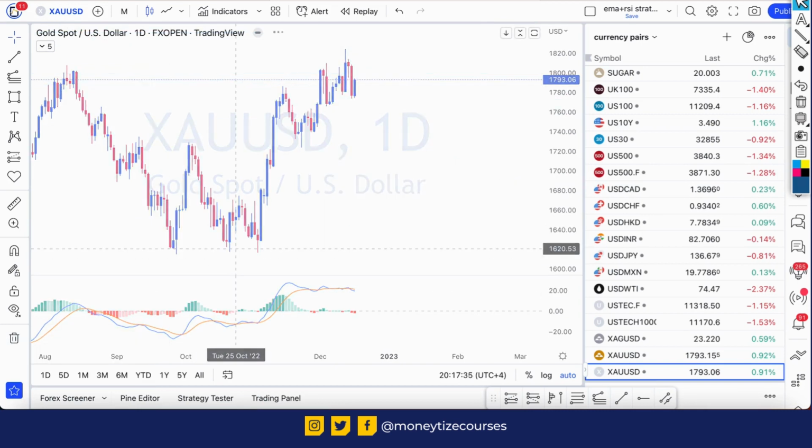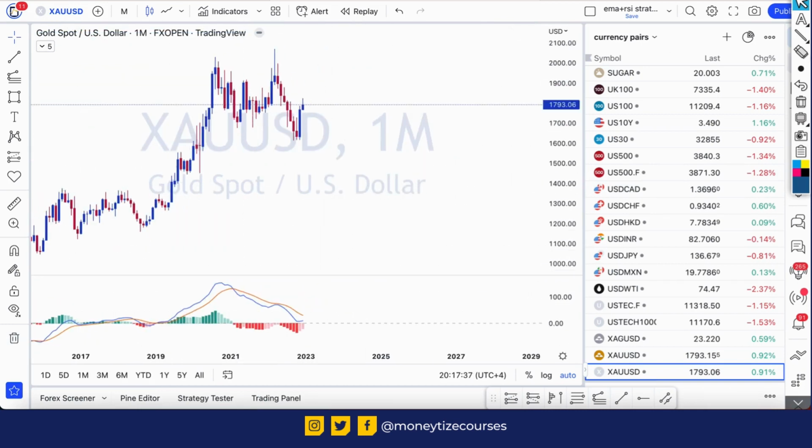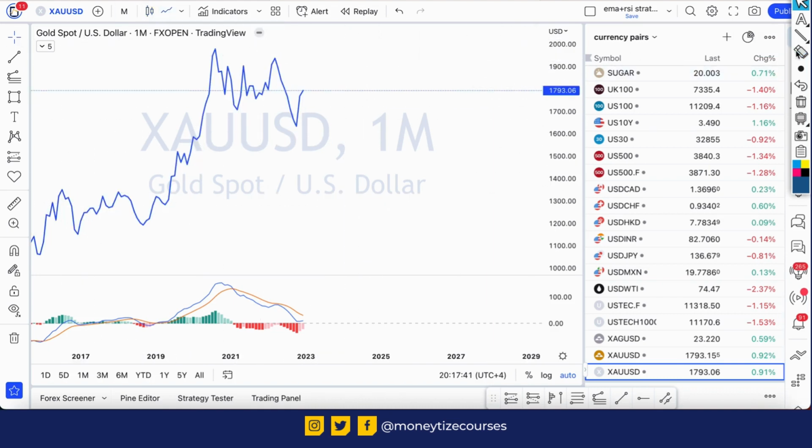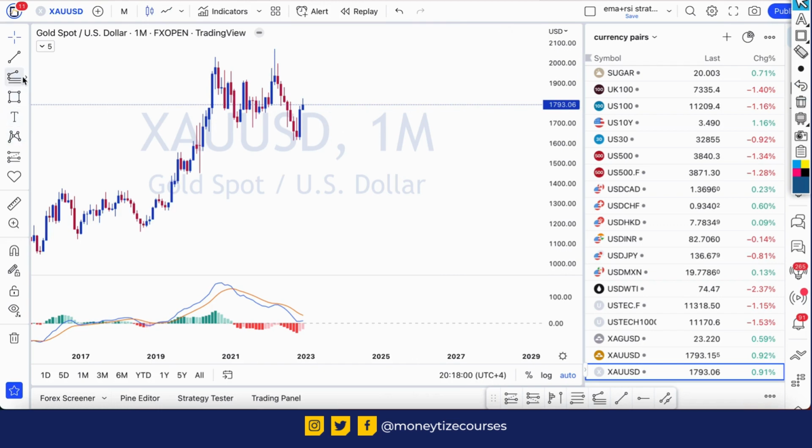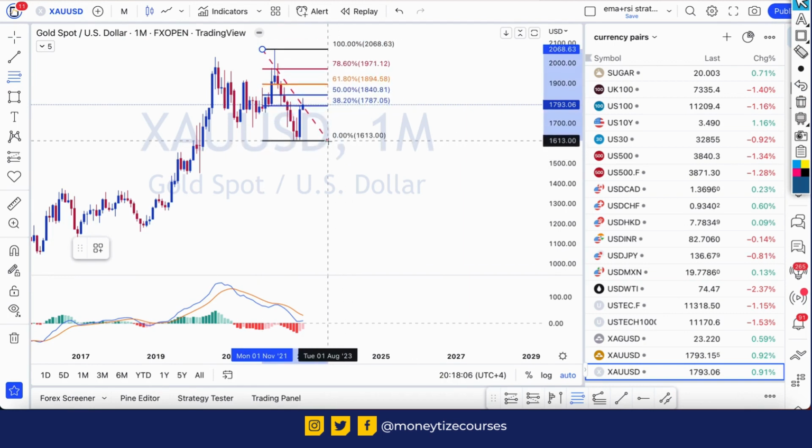Starting from monthly. Based on the monthly line chart, here is the previous high and this is the latest low. So let's mark the fib retracement upside down, starting from the top towards the downside. Moving to candles again and applying fib retracement from this top to the recent low.